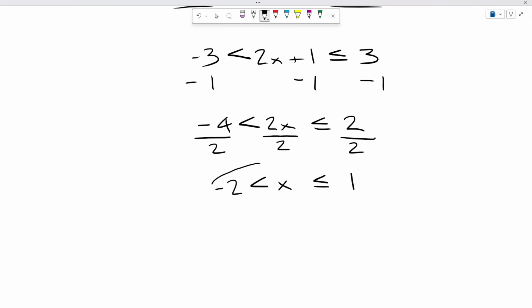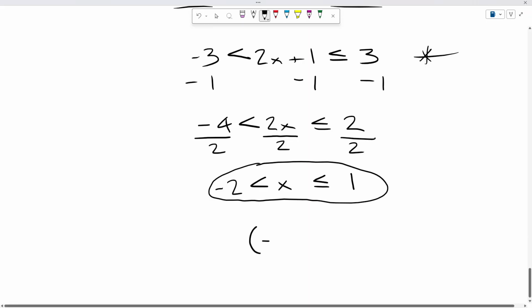All right, so this is our answer. This is our solution set when we solve out this compound inequality here. x has to be greater than negative 2, but less than or equal to 1. So putting it in interval notation, we have parentheses negative 2 and then 1 for that one.